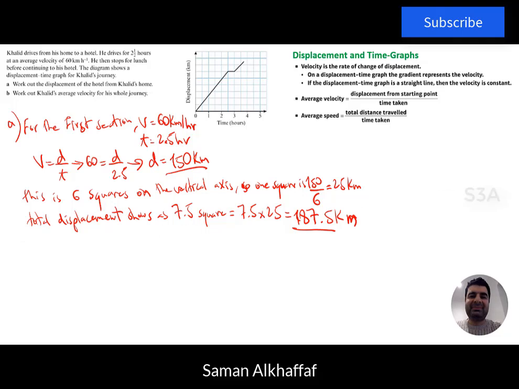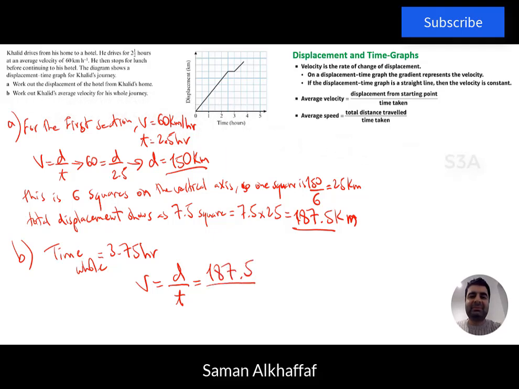For part B, we need to work out Khalid's average velocity for his whole journey. We assume that the time for the whole journey will be equivalent to 3.75 hours. We said that velocity is equal to displacement over time. So to find the velocity we have 187.5 divided by the time, 3.75, and that will give us 50 kilometers per hour, and this will be our answer for part B of this question.